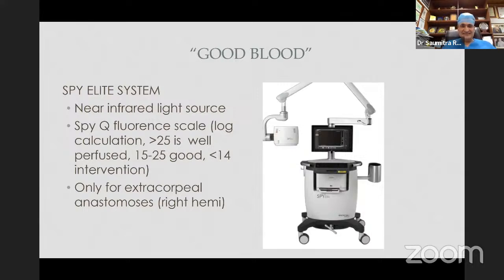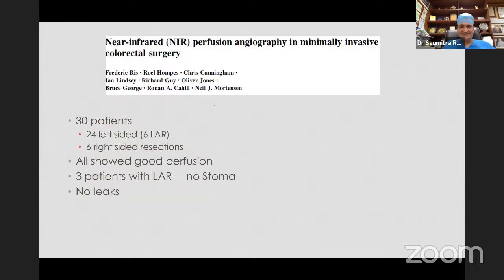This is another one, the SPY Elite system, which was used in a couple of centers in the UK. This is only for extracorporeal anastomosis. And this is a paper from Oxford by Neil Mortensen's group. This was a very early paper which showed that if you have good perfusion, your leak rate is nearly 0 or 1%.